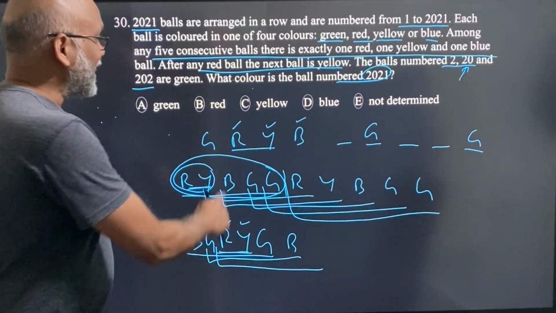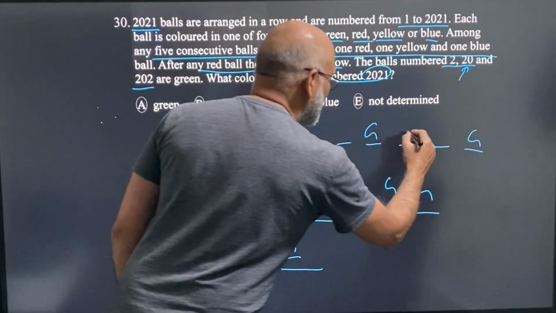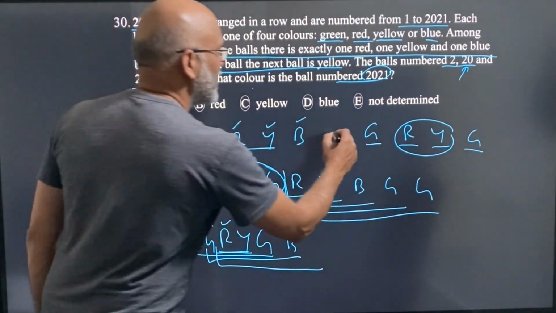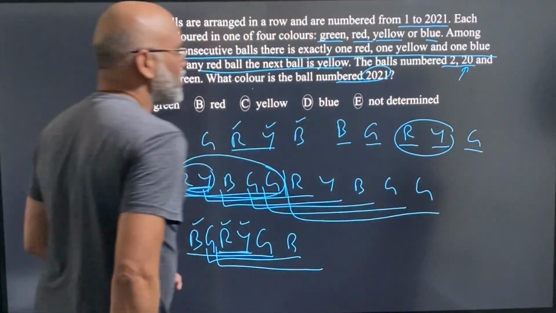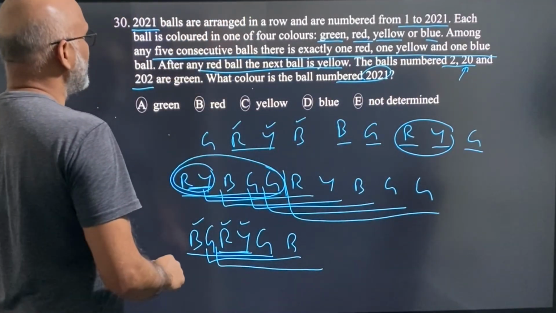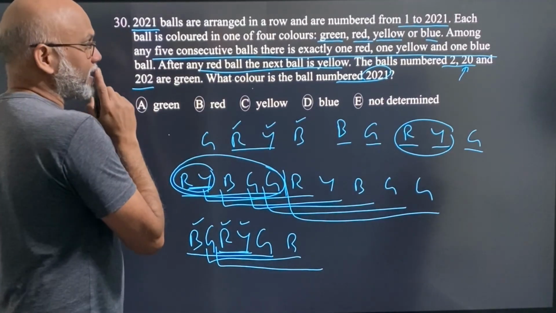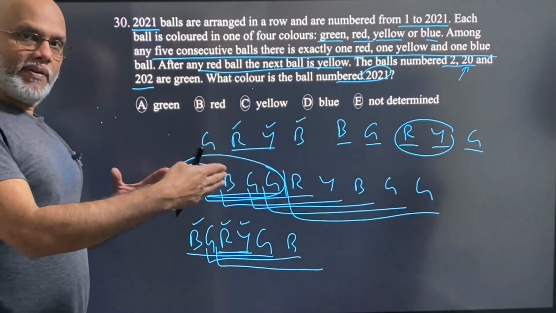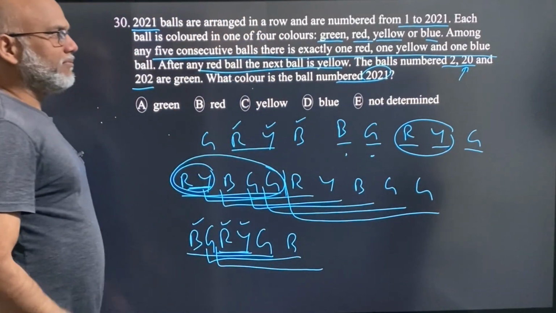Now we know that R and Y are next to each other in this order, R and then Y. So this must be R, this must be Y, because they have to go together. The only thing remaining is blue. So this is the pattern that continues. So we took care of 220 and 202. We can also verify that 202 is green, because 200 is divisible by 5, and then first and second, so it is green.